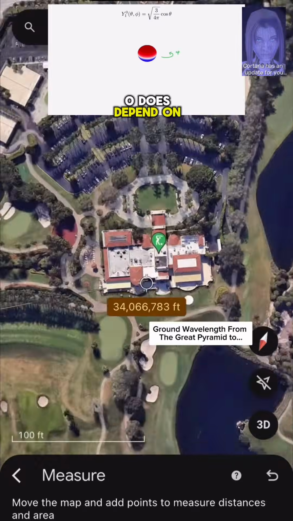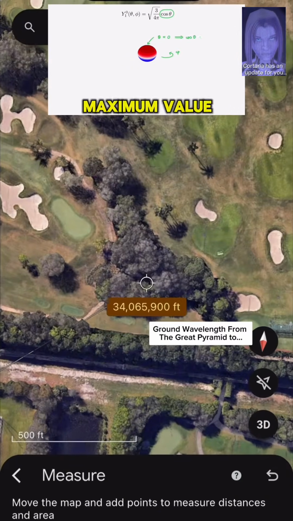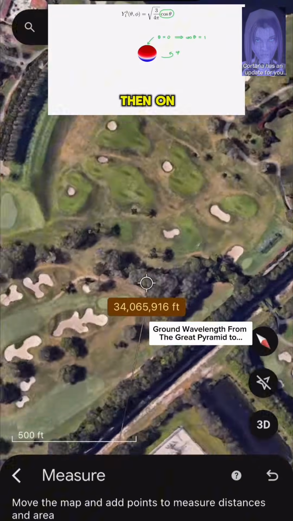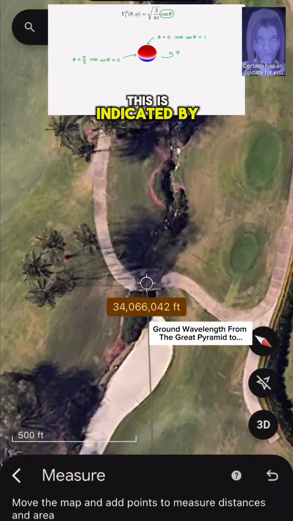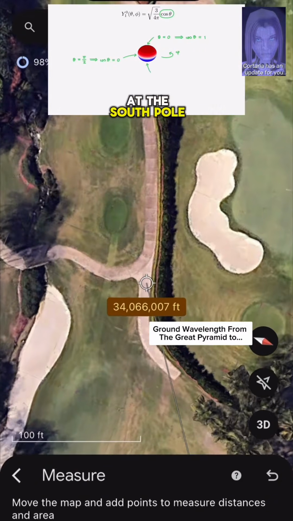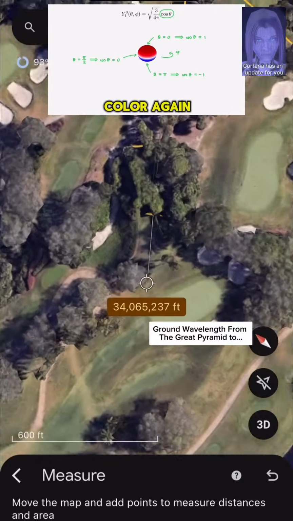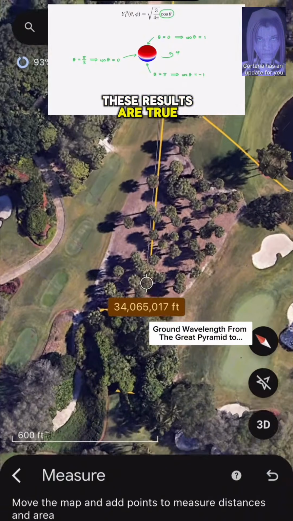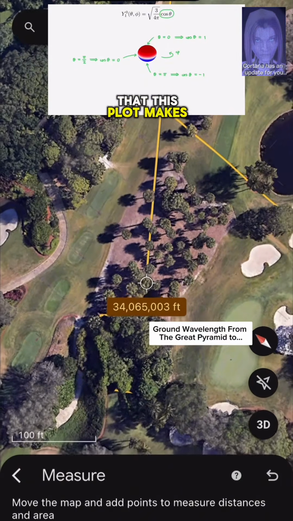Y10 does depend on theta through this cosine function. At the North Pole, where theta is 0, the cosine takes the maximum value, hence the red color. Then on the horizontal plane, corresponding to theta equals pi over 2, the cosine vanishes. This is indicated by the white band. At the South Pole, where theta is pi, the cosine takes its maximum negative value. We get the blue color. Again, as there is no phi dependence, these results are true along any phi direction. Do spend as long as you need to really make sure that this plot makes sense.